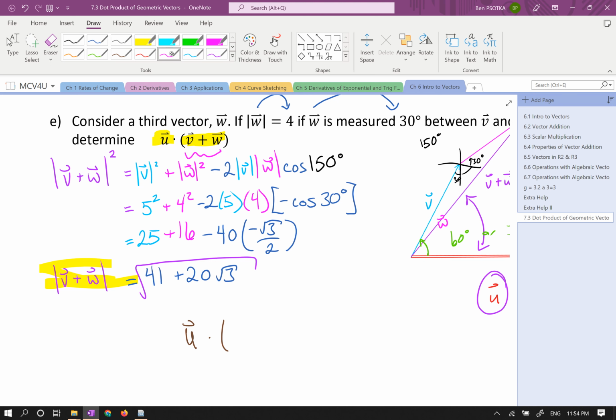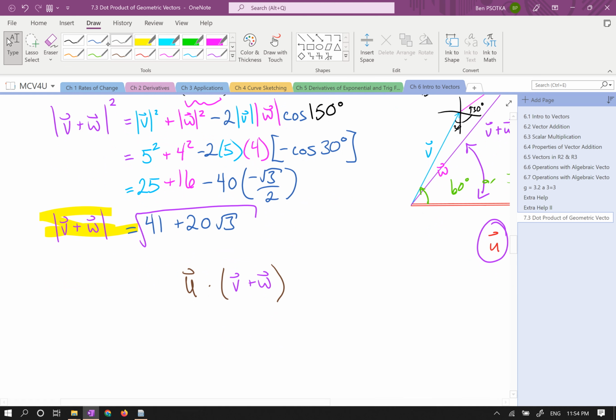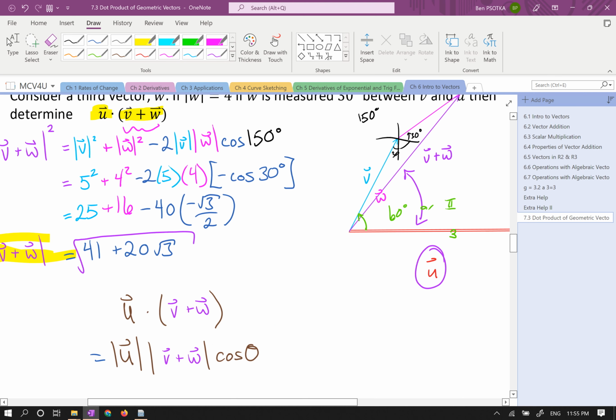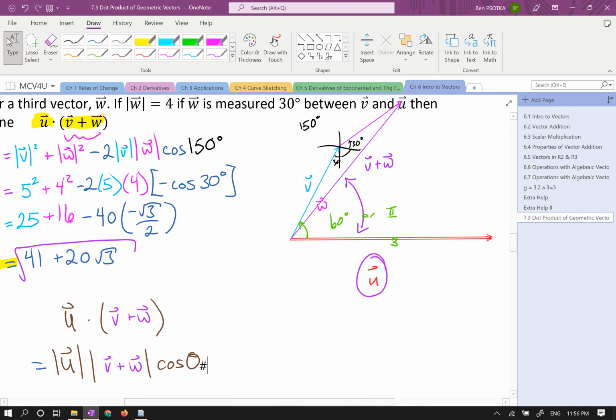And I'm going to write this one in purple, because that's what we've been doing so far. V plus w. Fantastic. Okay. So if I'm going to work here according to my dot product, then I need the magnitude of u, and I need to multiply that times the magnitude of v plus w. And then I need to multiply that times the cosine of whatever angle is in between u and v plus w.